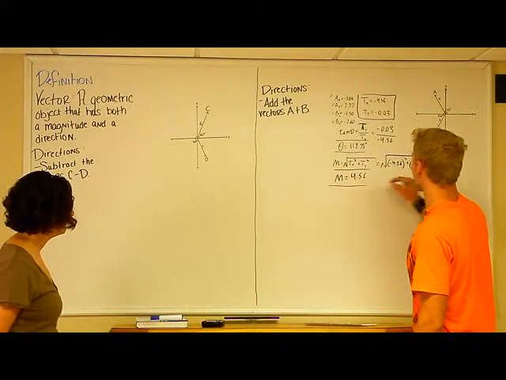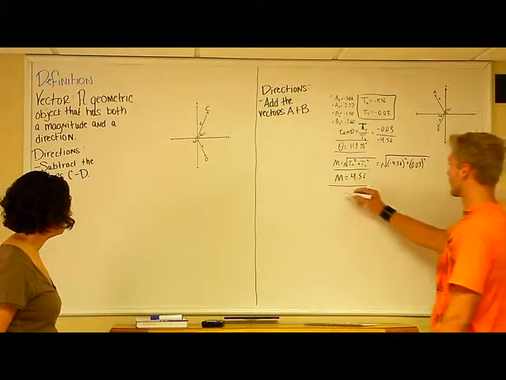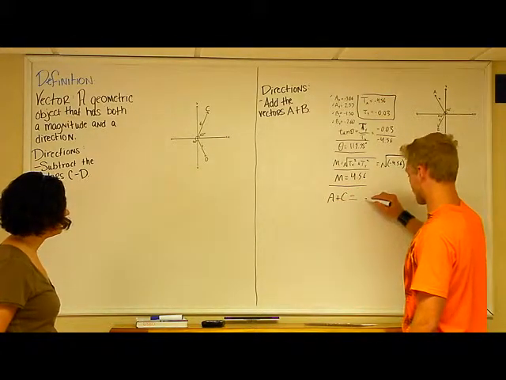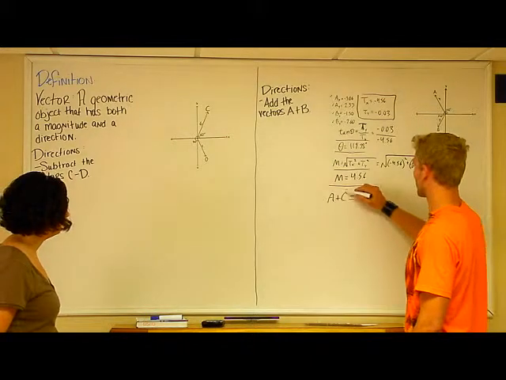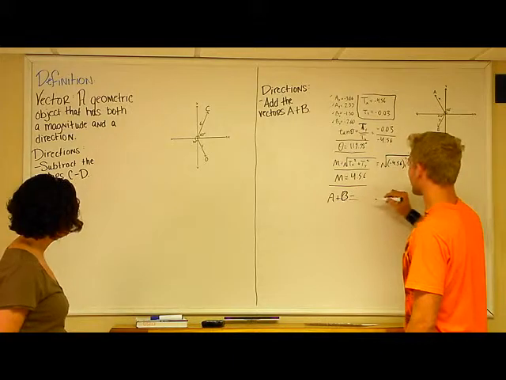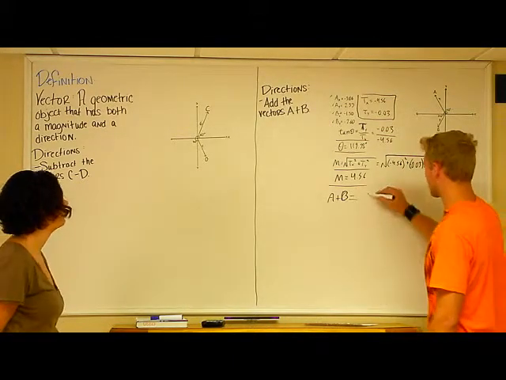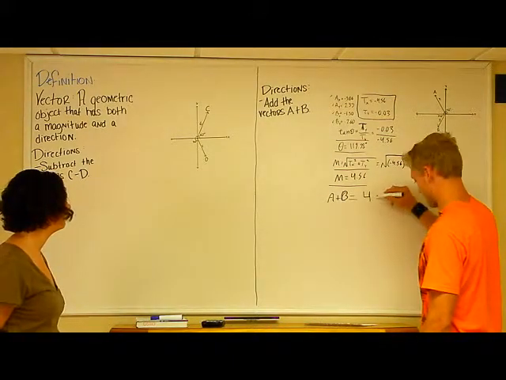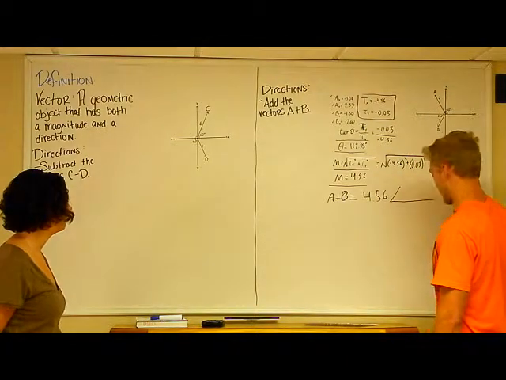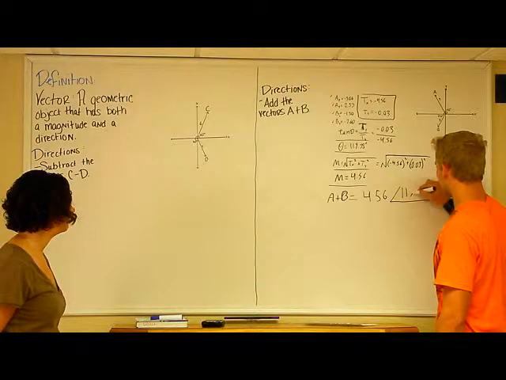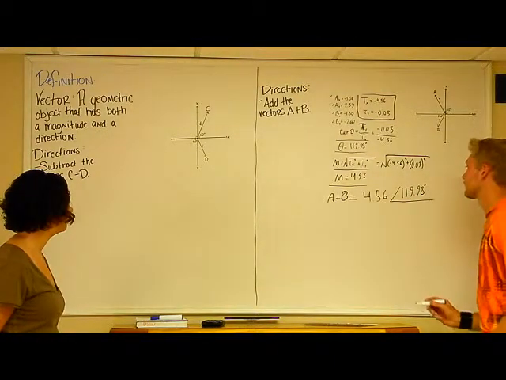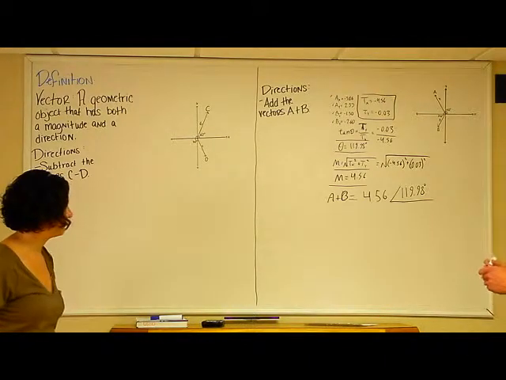Putting this together, our final added vector A plus B is equal to 4.56 at an angle of 119.98 degrees. Alright, so that's A plus B.